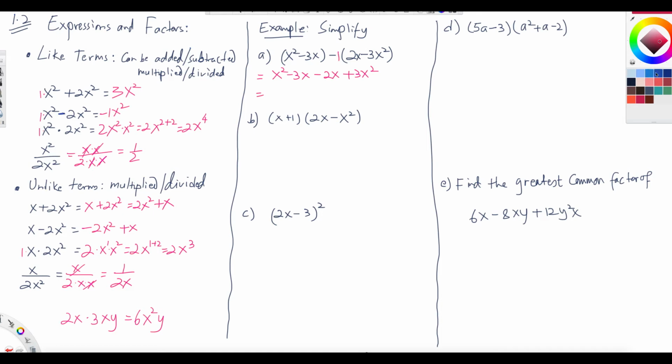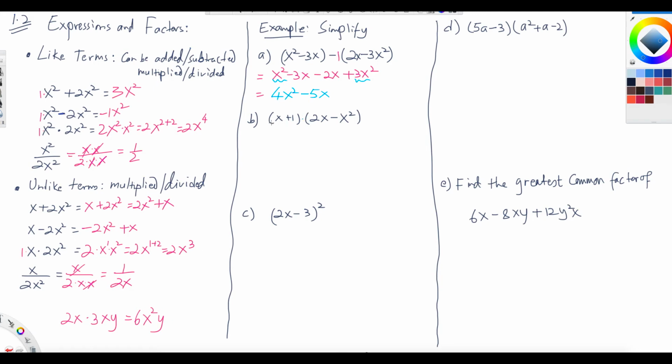What terms are the like terms there? There is x squared, there is 3x squared. How much is that? 4x squared, right? And then -3x minus 2x is -5x. That's the final answer. See that?